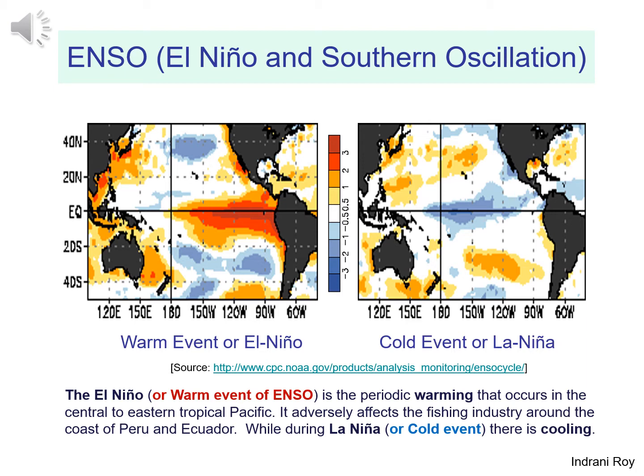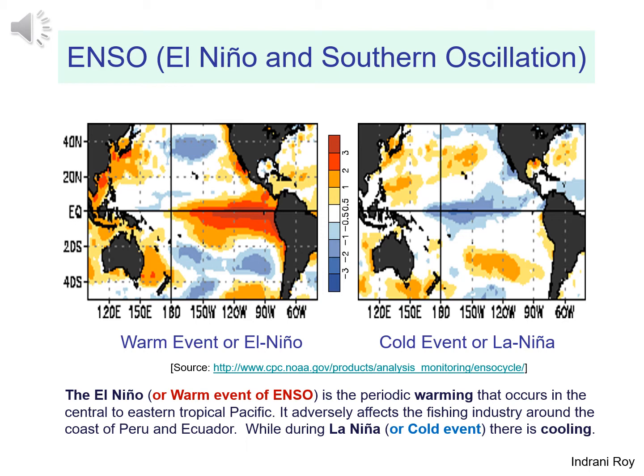In the left-hand plot, you can see there is a strong warming from central to eastern equatorial Pacific region. If that situation happens, then it is known as the warm event of ENSO, or El Nino. In the right-hand side, you can see that there is a cooling, as shown by blue color, from central to eastern equatorial Pacific, and it is known as the cold event type of ENSO, or La Nina.